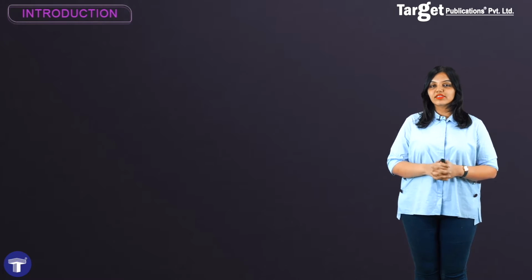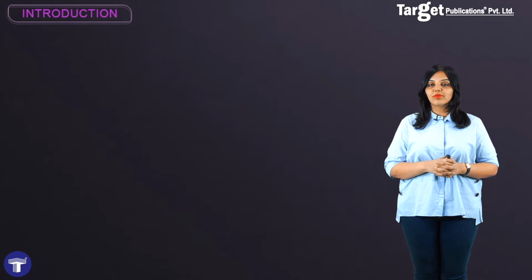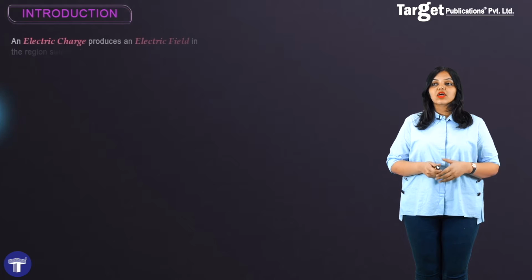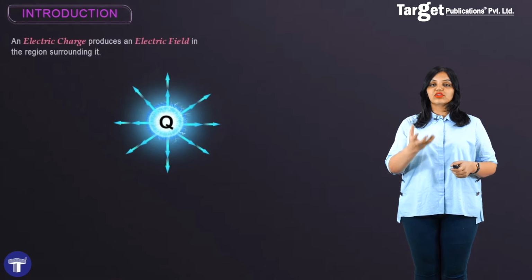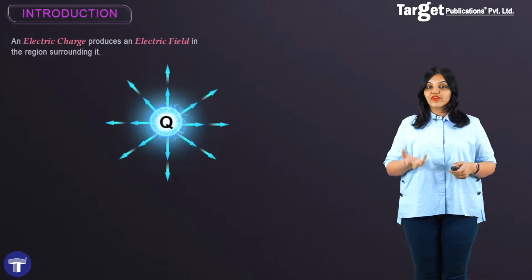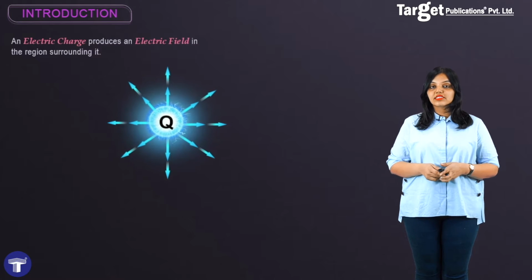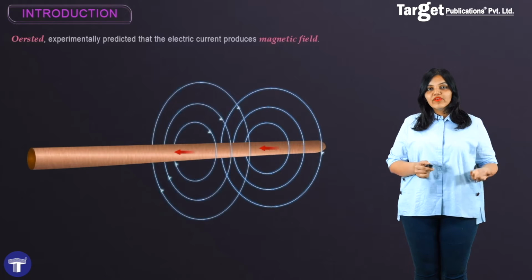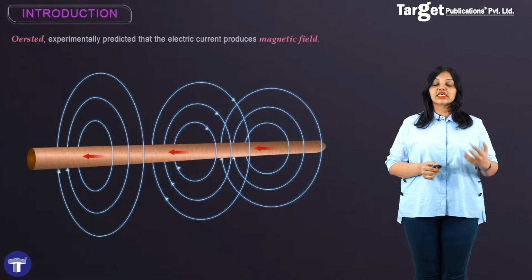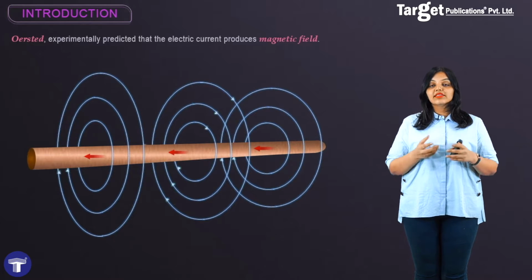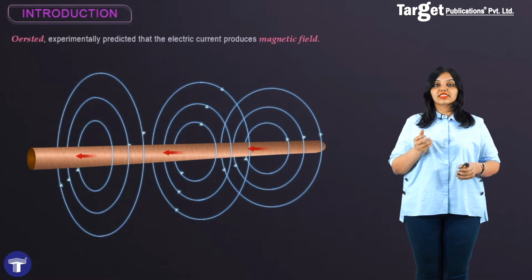Now to give you some context, we have actually learned some phenomena that preceded the prediction of electromagnetic waves. We saw, for example, that a stationary charge produces an electric field in the region surrounding it. We also learned that moving currents produce magnetic fields in the region surrounding them, and this was discovered, of course, by Oersted's experiments.